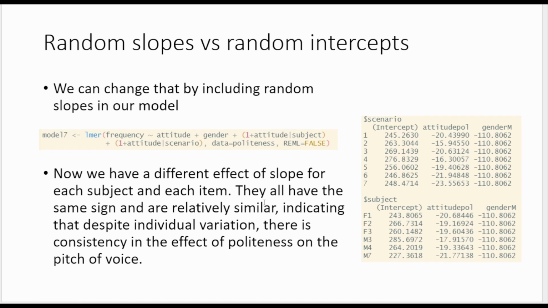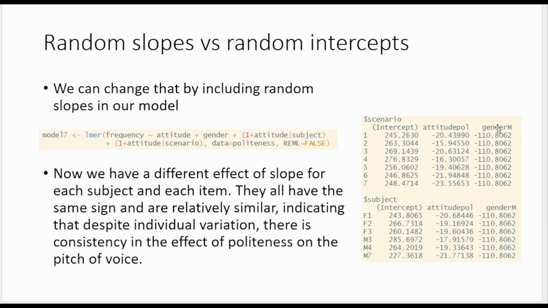So now we have a different effect of slope for each subject and each item. They all have the same sign and are relatively similar. So this is the output. They're all negative, and they're all between -15 and -23 as an intercept. So not that far away from each other on the y-axis. And this indicates that despite individual variation, there is a consistency in the effect of politeness on the pitch of voice, i.e., it reduces the pitch. Okay?